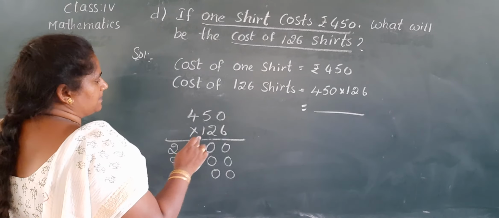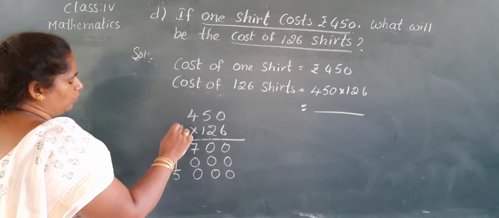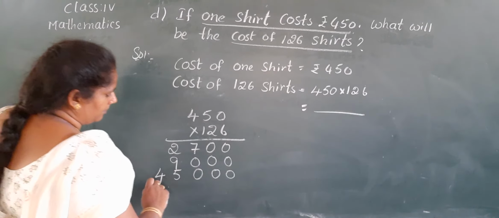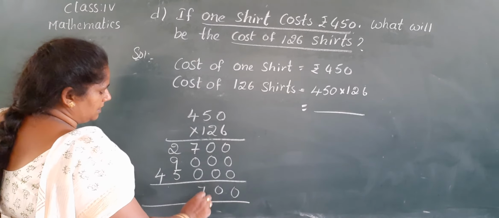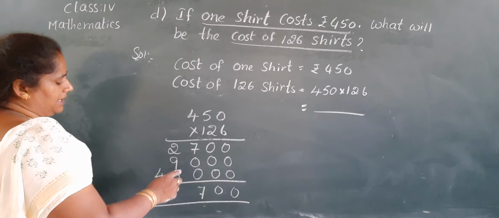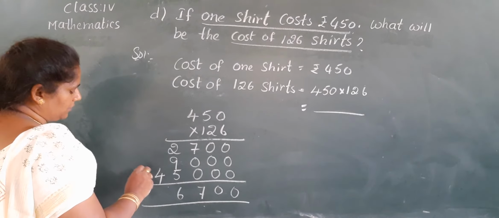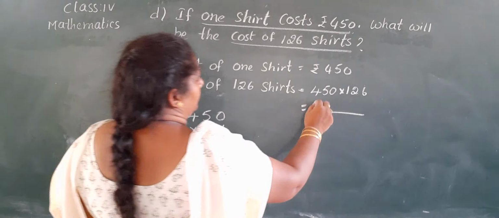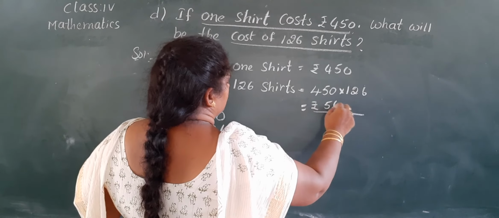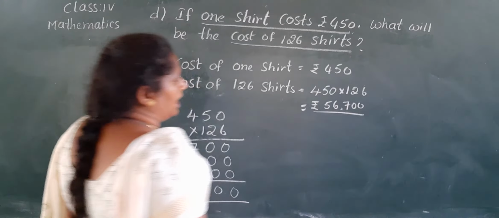Now close the ones place, tens place. Multiply by hundreds place. 1 0s are 0, 1 5s are 5, 1 4s are 4. Now add: 0, 0, 7, 2 plus 9, 11, 11 plus 5, 16. 1 in hand, 6 is down. 1 plus 4, 5. So 56,700 rupees, Nana.